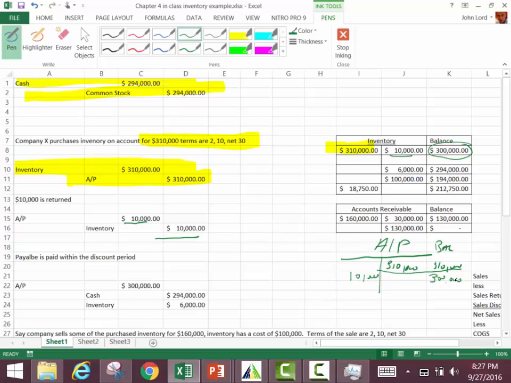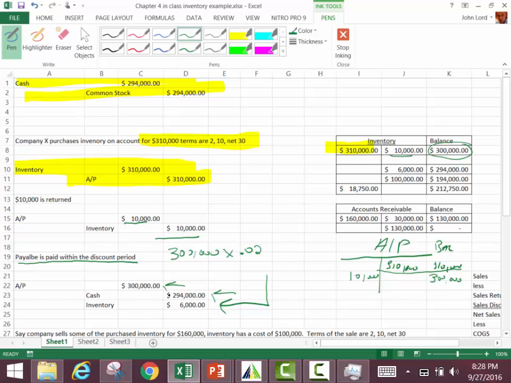Then we go ahead and we pay the guy within the discount period. So if we're paying him within the discount period, you would take the $300,000 we owe him. What's our discount? Times 2%, 0.02 is the discount. And so we're going to get a $6,000 discount, aren't we? So the guy is willing to accept $294,000 cash to pay off a payable of $300,000. Isn't that great?